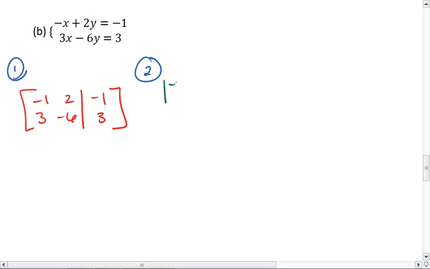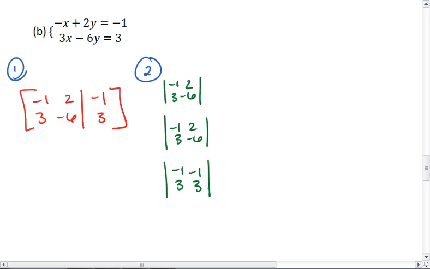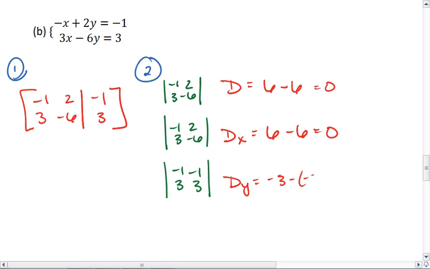I know that D will be using the determinant for -1, 2, 3, -6. Dx is -1, 3, 2, -6. And Dy is -1, 3, -1, 3. I then find that D is +6 minus 6, which is 0. Dx is +6 minus 6, which is 0. And Dy is -3 minus -3, which is again 0.